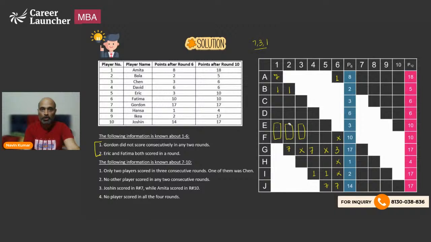Can we put round number 2? No. Can we do this for round number 1? No. Already 7 and 1 is there, so we can't do. So the only possibility is in round number 3, that E and F, they both scored in that round.